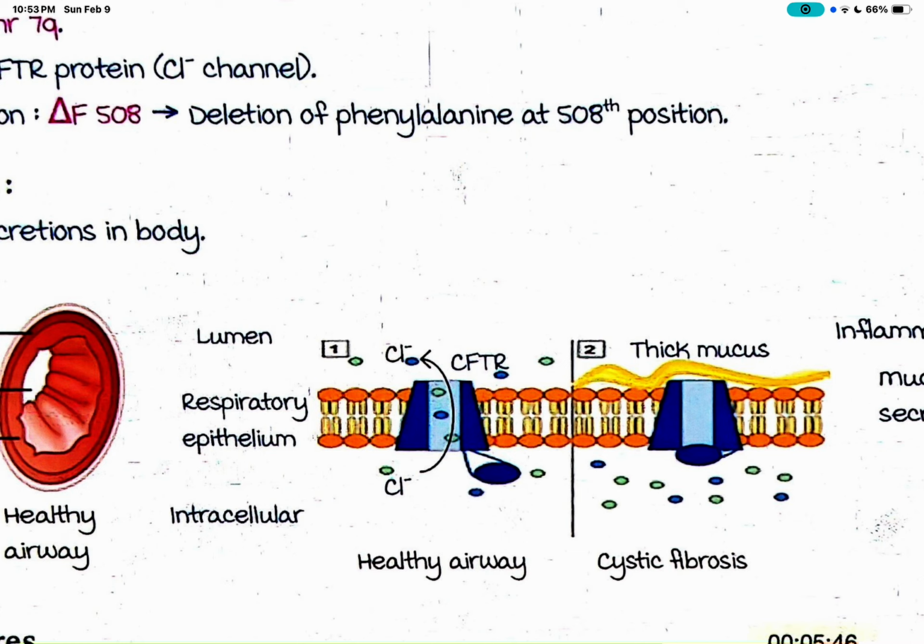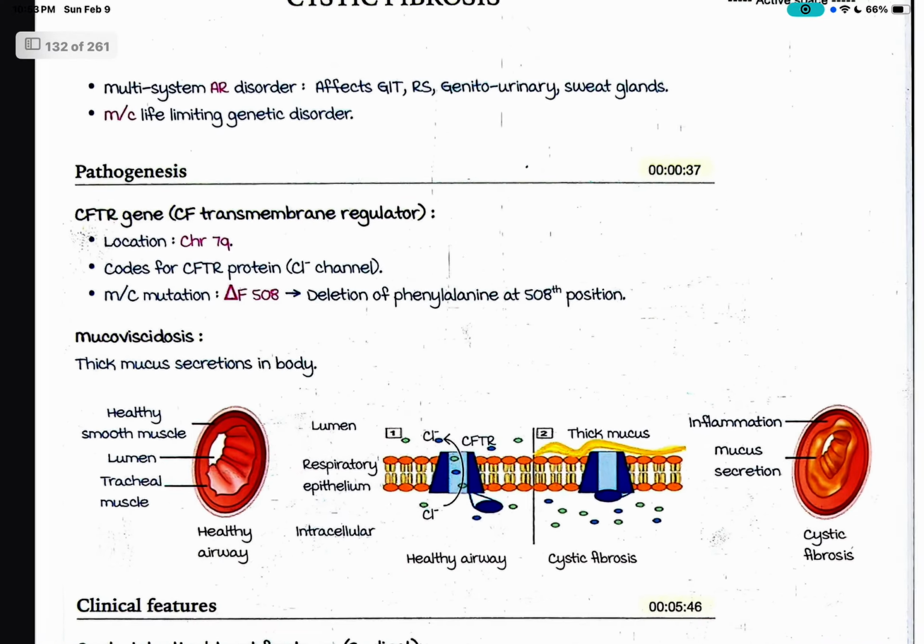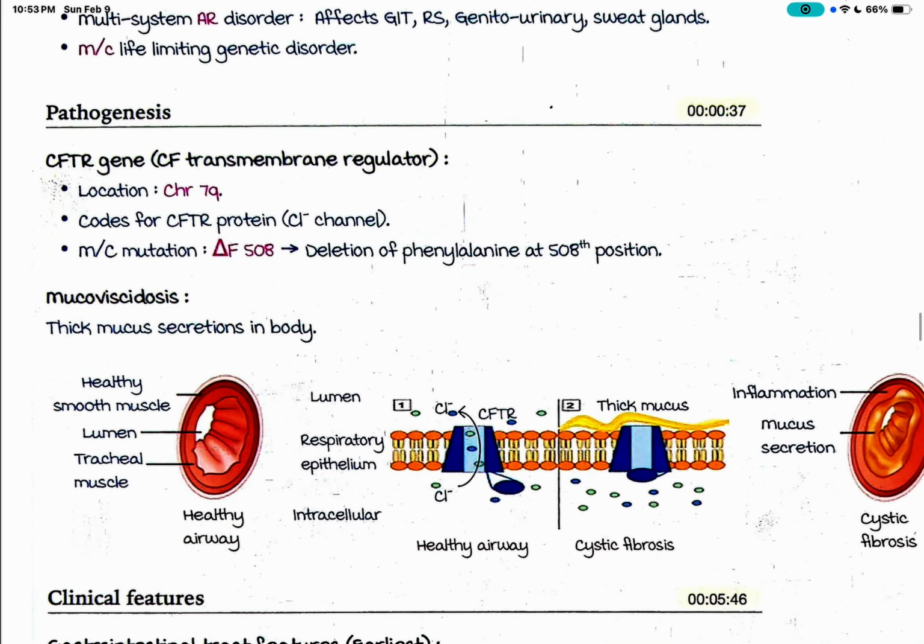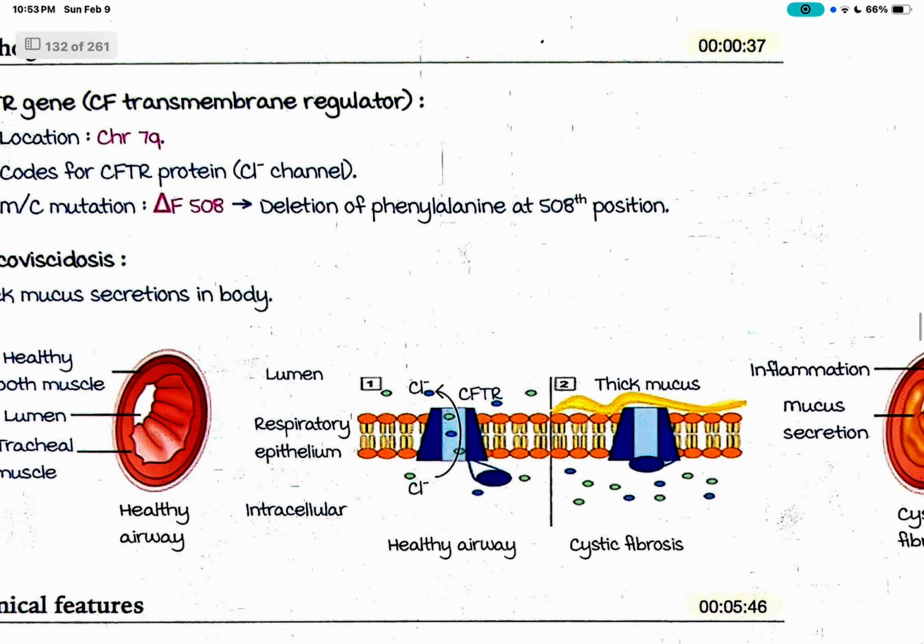Respiratory epithelium. So this is the respiratory epithelium and this is a healthy airway, with the intracellular space and the lumen. You can see chloride going from the intracellular space to the lumen through the CFTR channel in a healthy airway. And in cystic fibrosis, there is thick mucus over the epithelium.